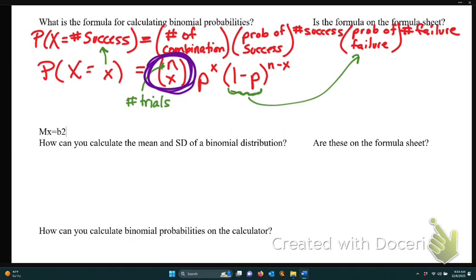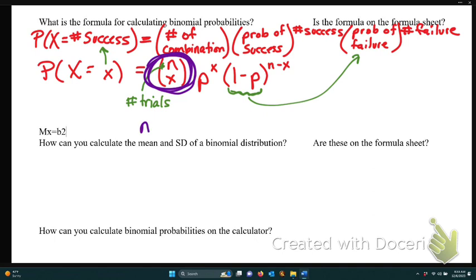Yes? So, 1 minus P is probability of failure, right? N minus X is the number of failures. Oh, I'm sorry, 1 minus P is the probability of failure. Yes, sorry. Okay, so let's talk about N choose X. Now, in your calculator, it doesn't use an X. It uses an R, but it's just a different letter, okay?